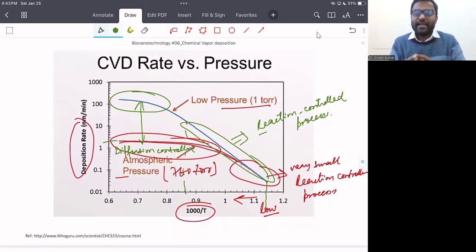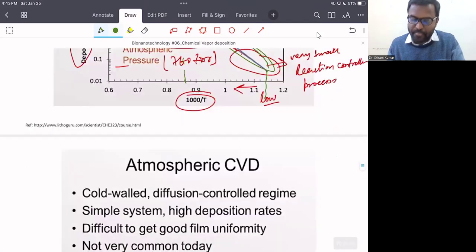So based on two parameters, one temperature and one pressure, we can design the CVD system, and based on that we control the rate of deposition of the desired material, and we can control the morphology and the crystallinity of the material. So these are the huge advantages in CVD.